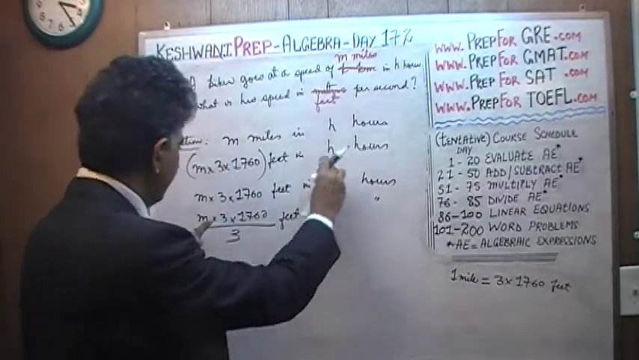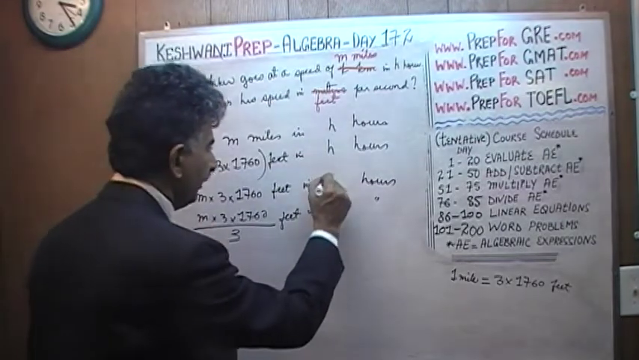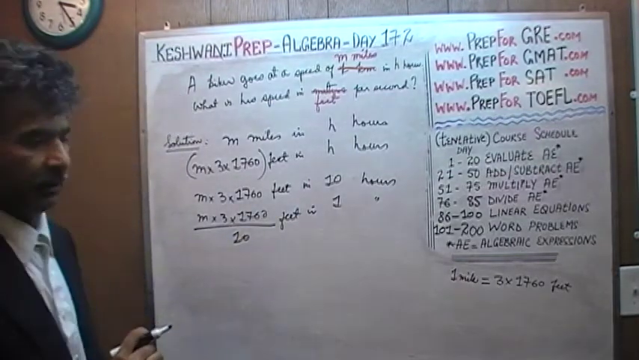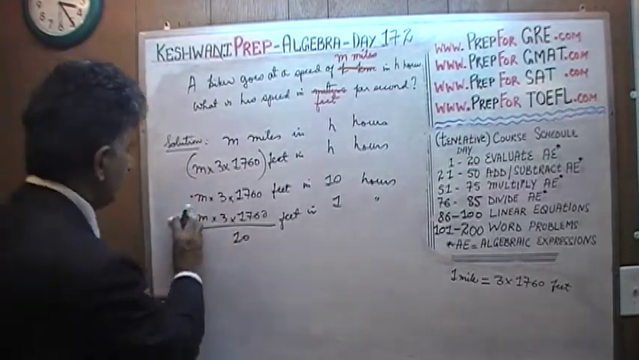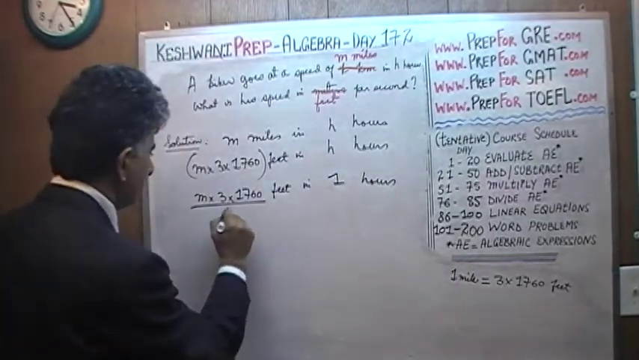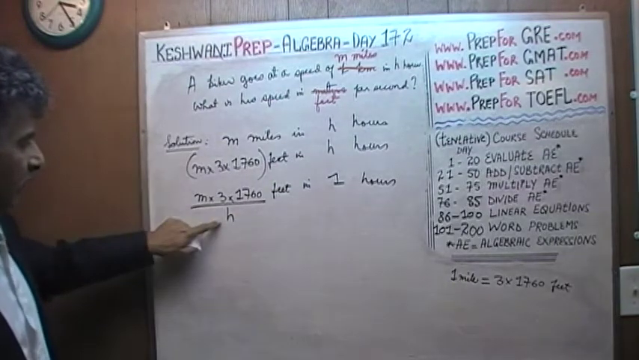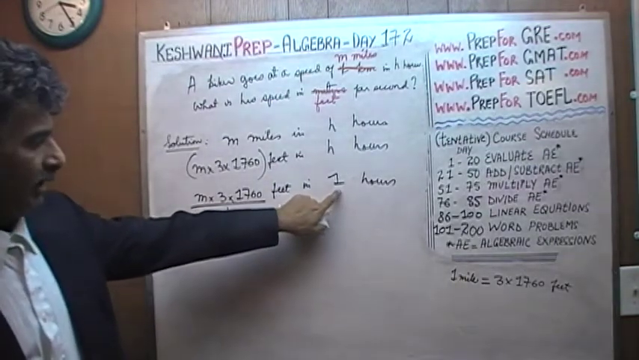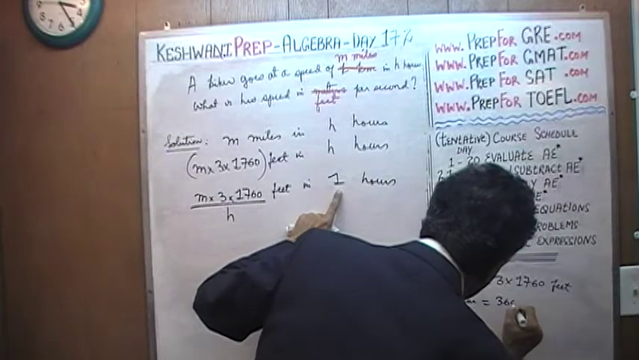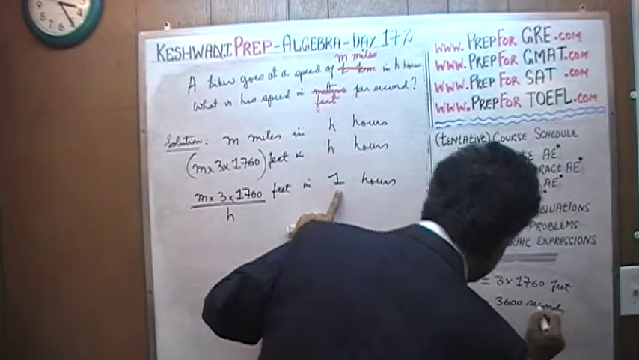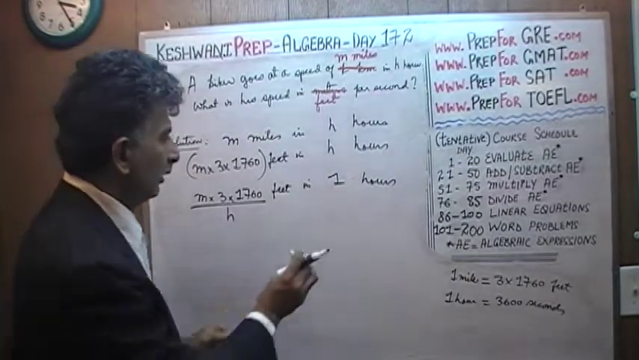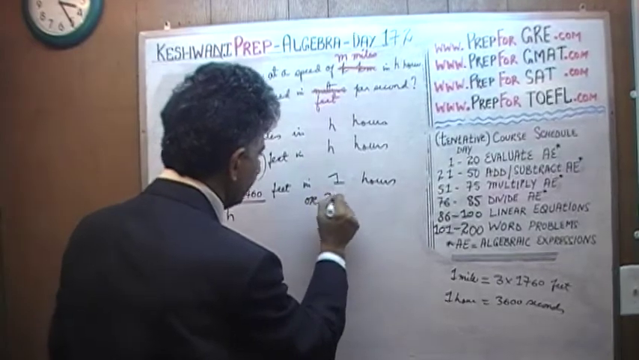If we were told that we travel this many feet in 10 hours, then in 1 hour we'll travel 1/10 the distance. Here we have h hours, so we take our amount and divide it by h. Our original amount divided by h is how many feet we travel in 1 hour. But 1 hour is made up of 3,600 seconds.